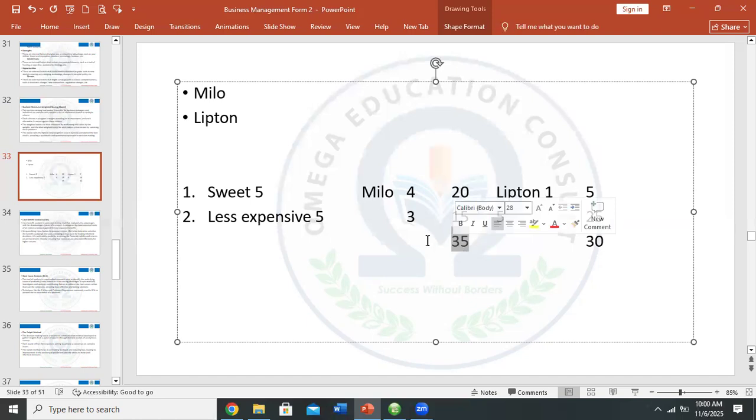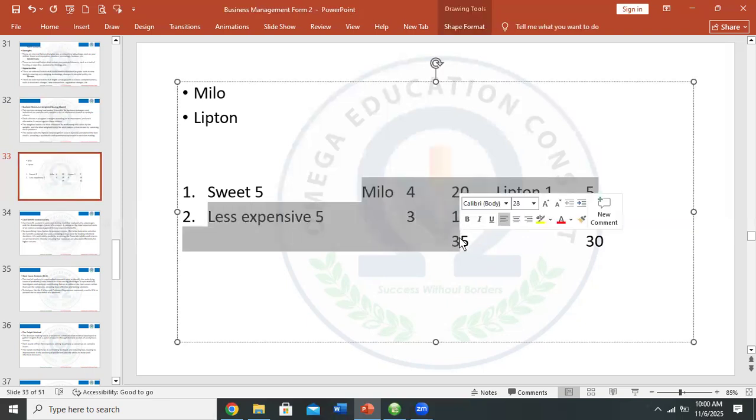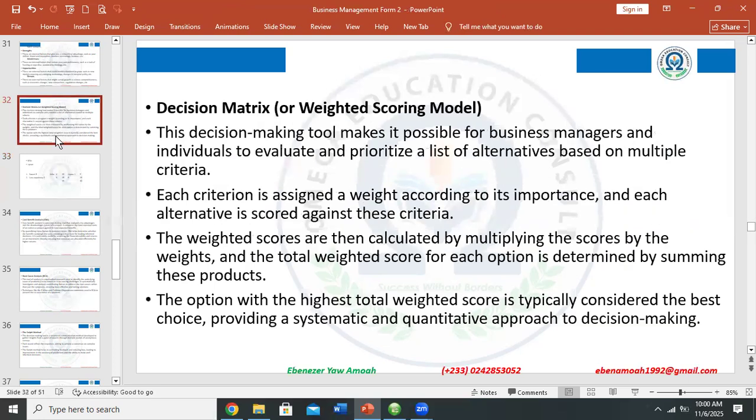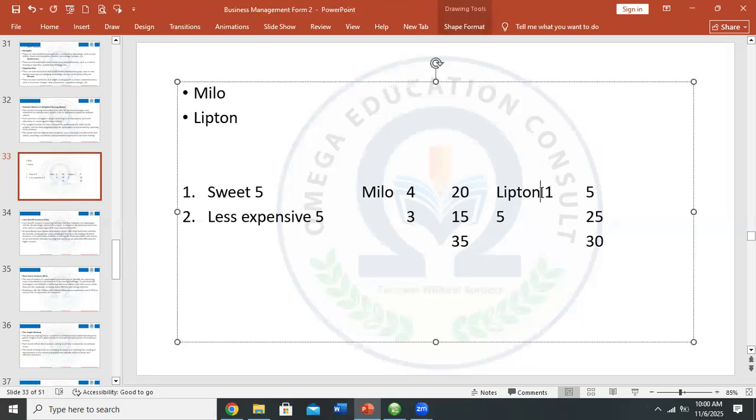So using this simple tool, you can make a choice between Milo and Leptin. And based on these two, our obvious choice will be Milo. Please, is it understood? Yes, please. I think our choice is so because Milo scored much more points in sweetness. You see, 4 against 1 for Leptin. So that's where probably Leptin lost.